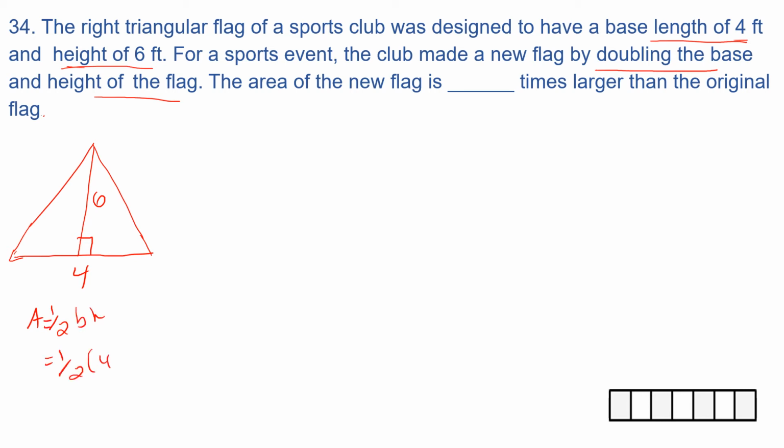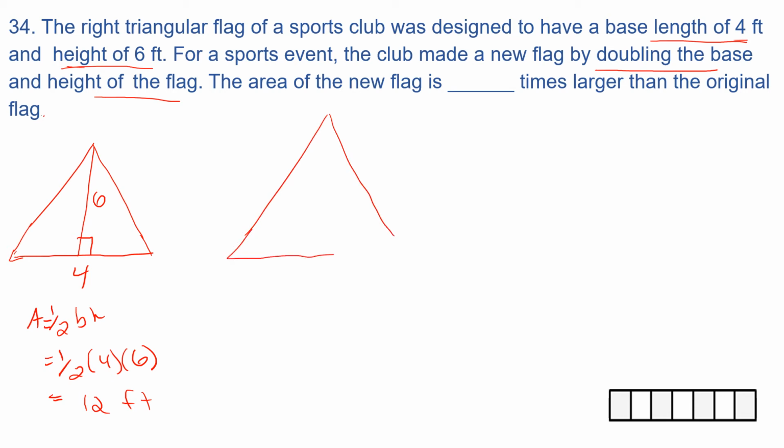One-half, base is 4, height is 6. I really didn't need the picture, but I just wanted to show you. So 1/2 times 4 times 6 is 12. So the first triangle is 12 feet, or the first flag. And then it was doubled.